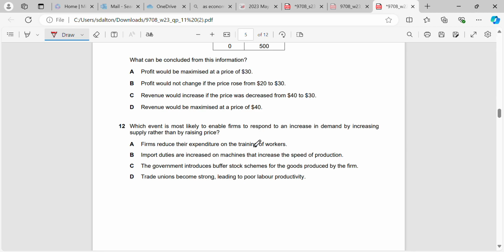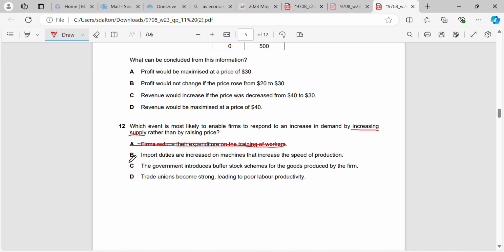Question 12. Which event is most likely to enable firms to respond to an increase in demand by increasing supply rather than just raising price? Okay, so what we're looking for here is what will allow us to increase our supply level, to shift our supply level essentially, right? Now, if we reduce the expenditure on the training of workers, that is definitely not going to help us increase our supply.